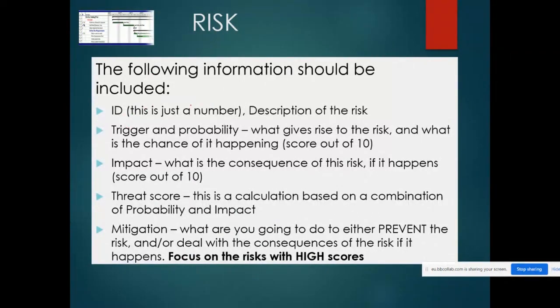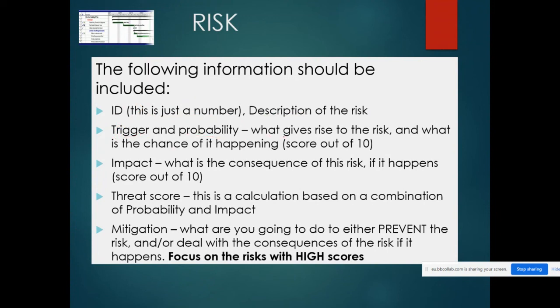So the following information should be included in your register. Your ID, this is just a number, like the number on your work breakdown structure, it's a risk number. So just make up numbers for that. A description of the risk. So what is the thing that might go wrong? Now, what is the trigger? In the assignment paper, it asks what's the trigger, and that's not a Winnie the Pooh character from A.A. Milne. It's the trigger we're looking for, and the probability.